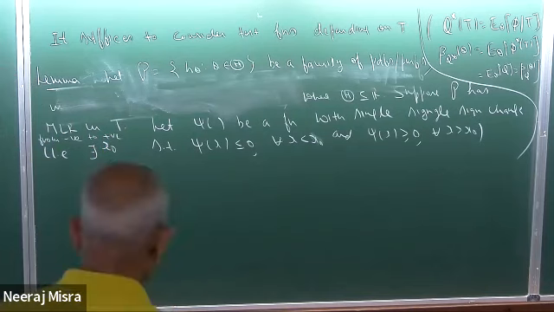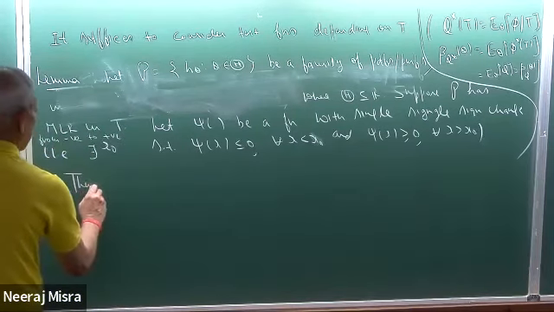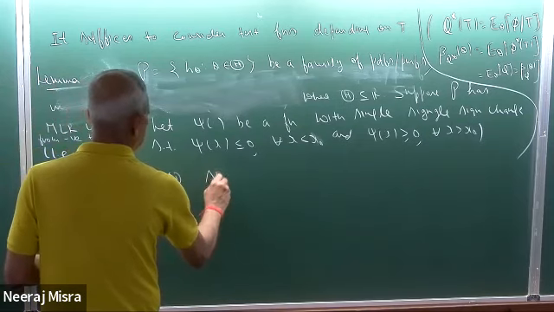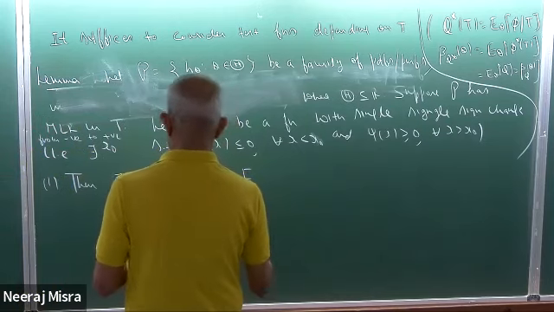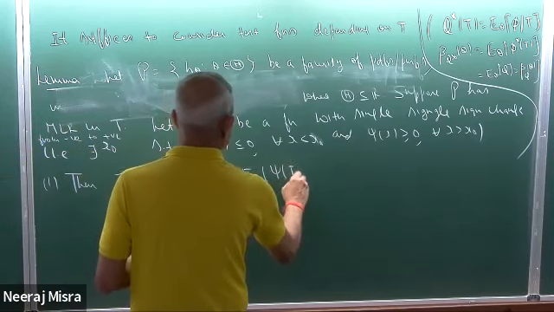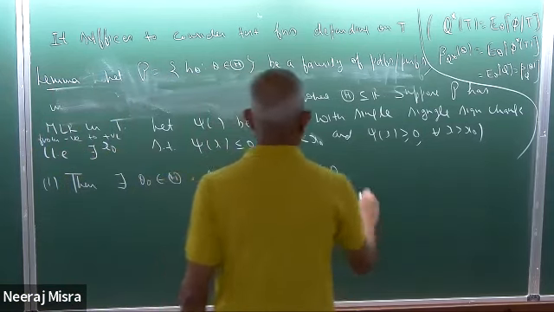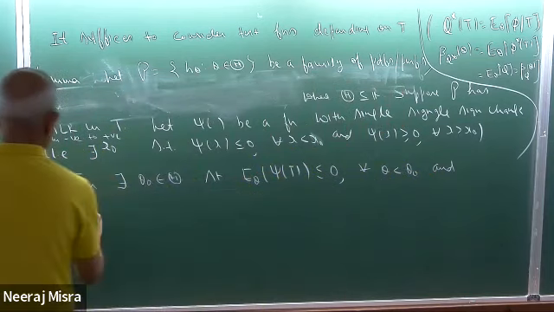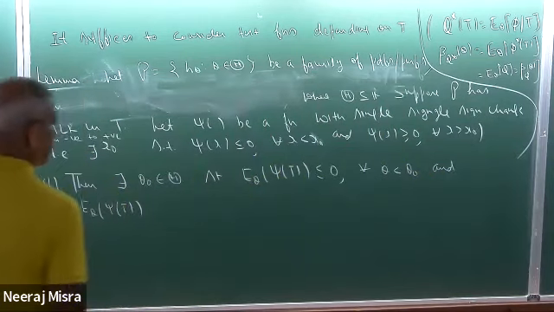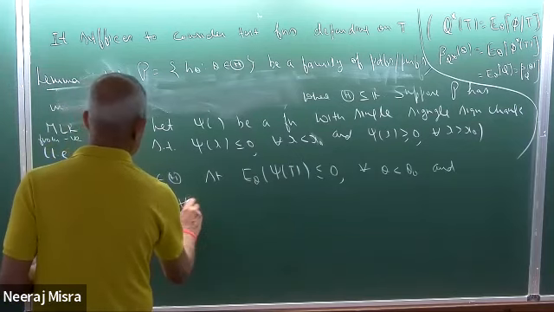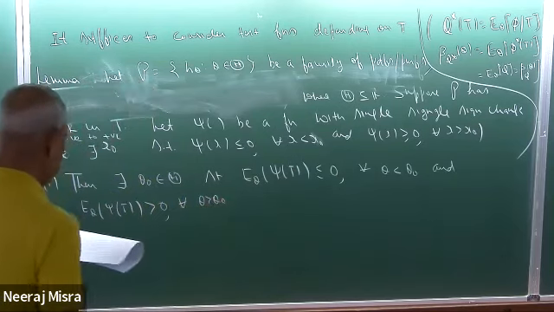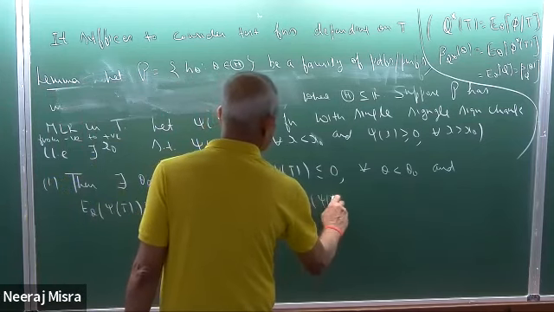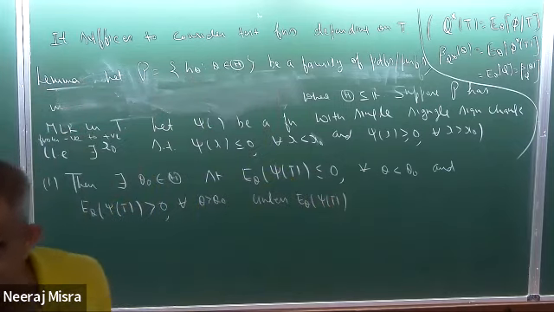So the first part says, then there exists a theta naught such that E theta of psi(T) is less than or equal to 0 for every theta less than theta naught, and E theta of psi(T) is greater than 0 for theta greater than theta naught, unless E theta of psi(T) is either positive throughout or negative throughout, right?